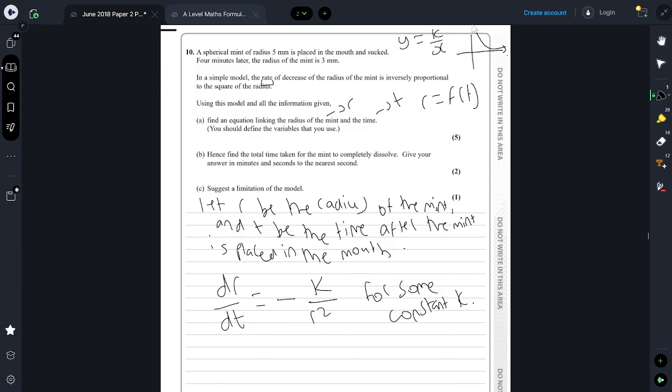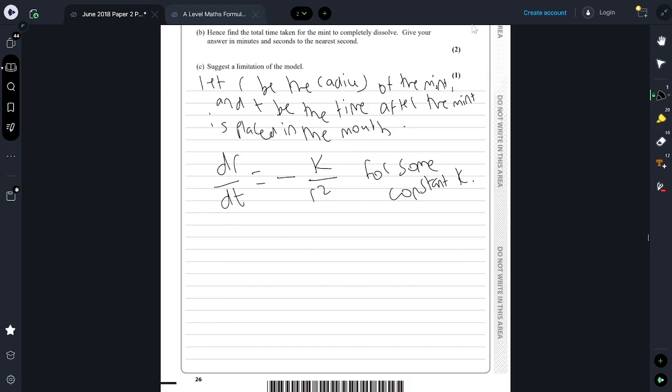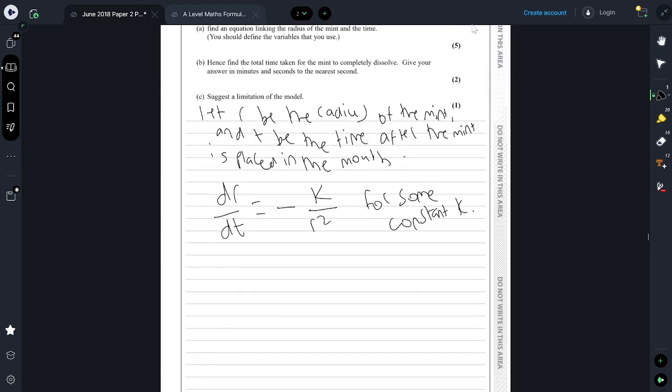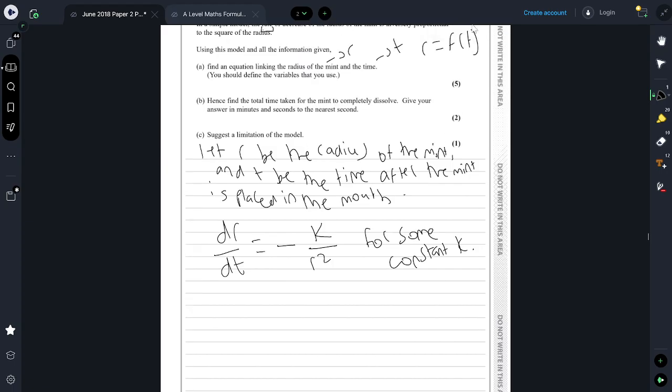You should immediately know that this is inversely proportional. So here, the rate of change is inversely proportional to the square of the radius. So minus k over radius squared, and it's a decrease, so it has to be a negative. Okay. And yeah, all we have to do now is solve. So we need to find r in terms of t.